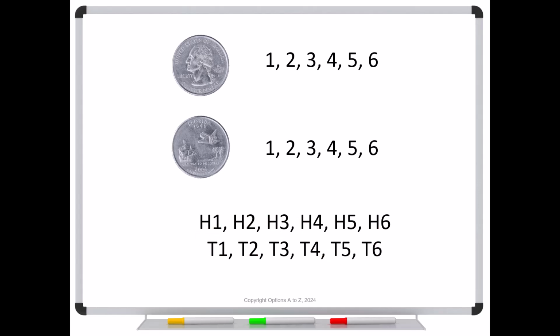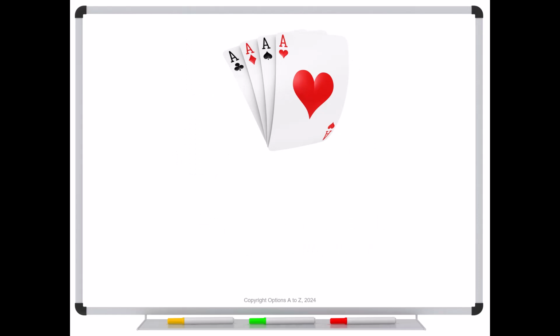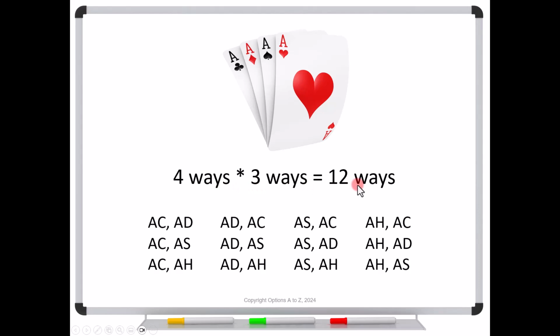Okay, let's try another example. Let's say that we pull the 4 aces from a deck of cards. How many ways are there to draw 2 aces from this group of 4? Well, as before, we simply count the ways. There are 4 ways I could draw the first card, and then 3 ways remaining to draw the second card. So 4 ways times 3 ways would be, again, 12 ways. And there they are. We could get the ace of clubs matched with the ace of diamonds, ace of clubs matched with the ace of spades, and so on.